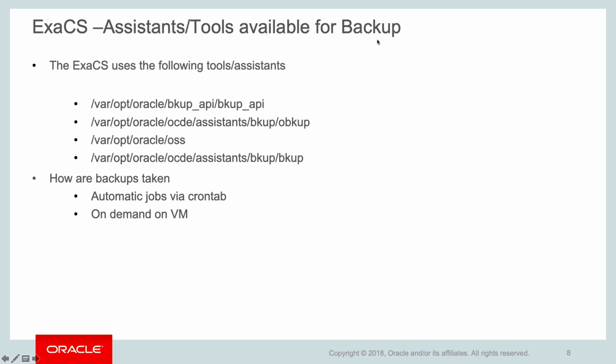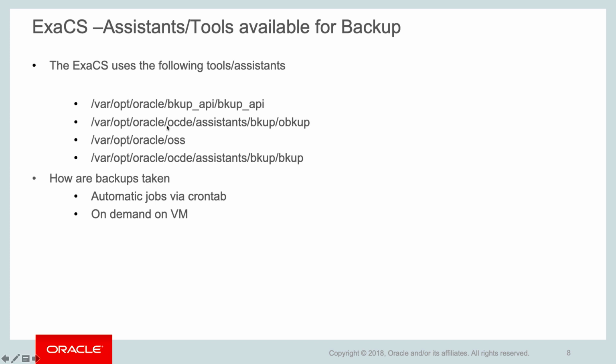So once the prerequisites are done, this slide talks about the different assistants and tools available for backup. If you see here, we have a directory called var opt oracle on each of the Exas DOMUs, and inside that var opt oracle you have backup API, and backup API is the one which takes the heavy duty. It takes care of all of your backup configuration, listing, and different functionality of backup and restore.